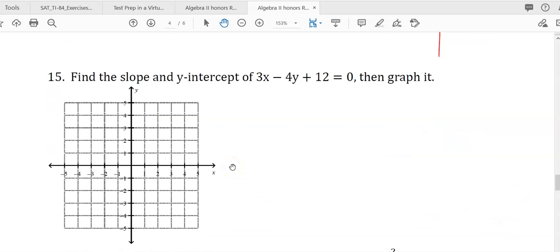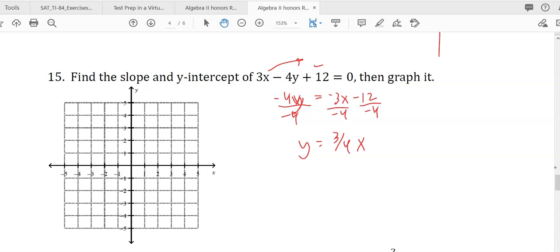Find the equation of the line, then graph it. So you might want to solve this one for y first. Find the slope and y-intercept, right? So I'm going to subtract 3x and I'm going to subtract 12 as well. -4y equals -3x minus 12, because I subtracted both those things. Divide by -4, divide by -4. y equals positive 3/4 x plus 3. If you want to graph that, up 3/4 or down 3/4 the other direction. Something roughly like that.